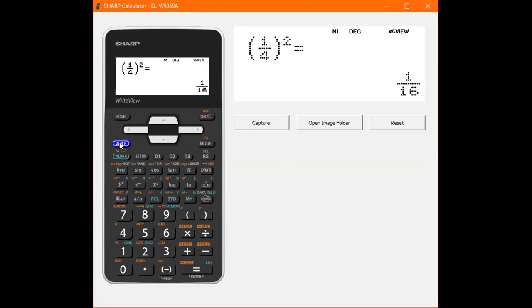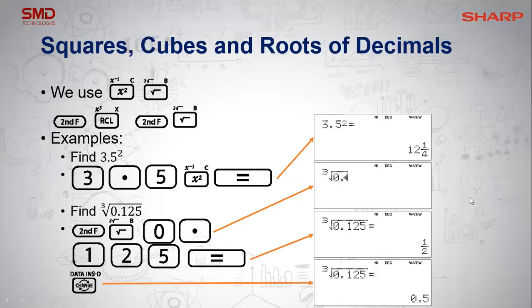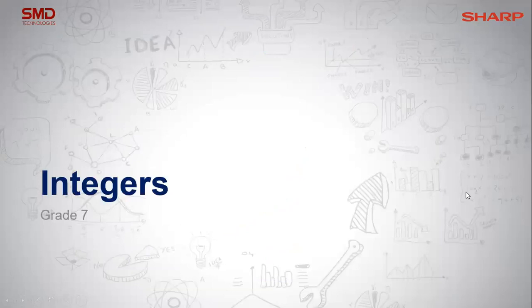And then, of course, if you want the cube root of something, you're going to use your second function and your square root button, which gives you the cube root. There we go. And let's say it's 0.125. And equals, and that is 0.5 or a half, depending on how you would like your answer given to you in the question. All right, great.